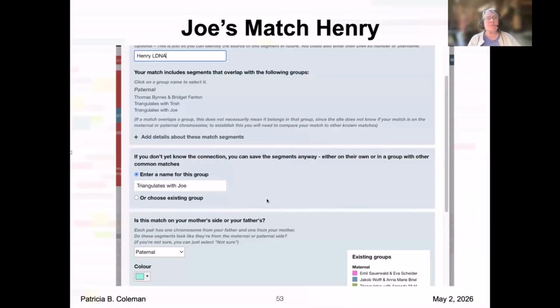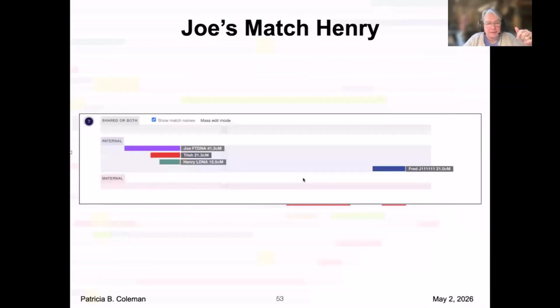And strictly speaking, the only way you can have segment triangulation is to have both of the matches on the same testing company, where they've got the raw DNA that's getting compared. Whether you uploaded your data there or tested there, they've got the raw DNA, so they can make the actual comparison. We know he's paternal, and we picked the lighter turquoise color. So here's the 3 matches, Joe and Trish and Henry.